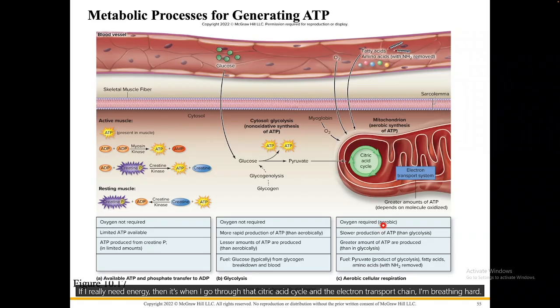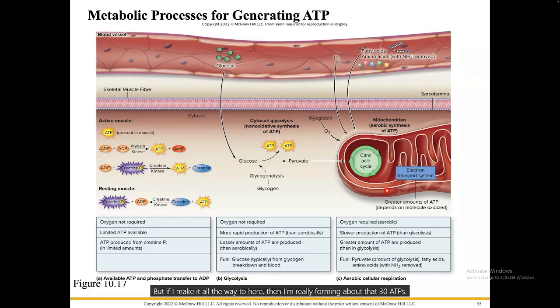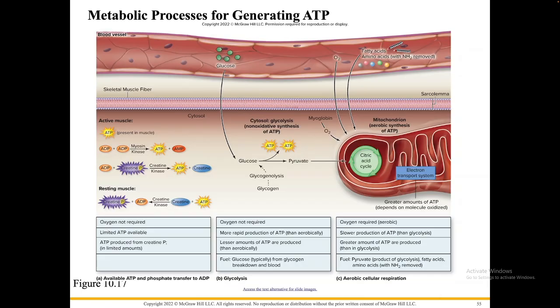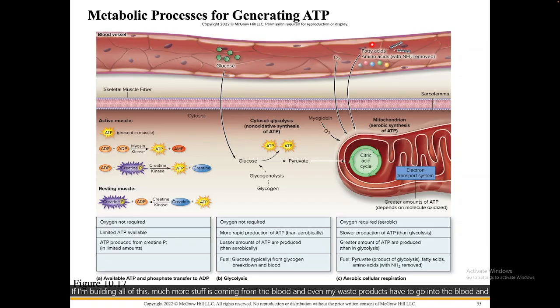I'm breathing hard, so this is aerobic, having to really fuel this system, and also get rid of all the carbon dioxide that's building up right here. But if I make it all the way to here, then I'm really forming about 30 ATPs. If I'm building all of this, much more stuff is coming from the blood, and even my waste products have to go into the blood.